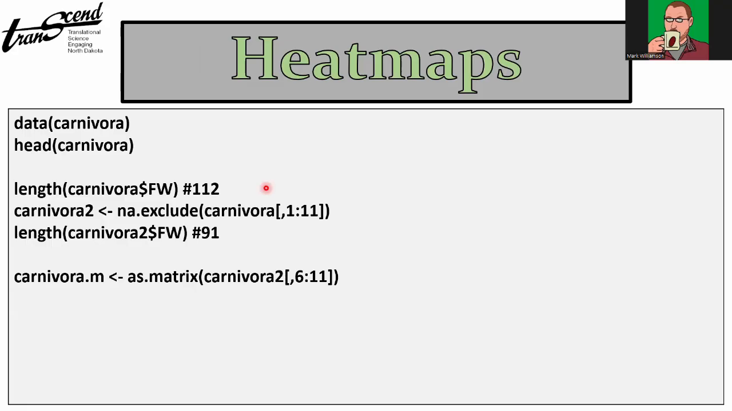So we can turn to a new data set and actually use a different way to make a heat map. So I'm going to use the carnivore data set. You can look at it with the head. Essentially, it's different carnivore species and characteristics. I'm only using a certain subset because there's a lot of missing data. So I excluded missing data and went from 112 to 91 samples and created a matrix, taking out the identity of like superfamily, etc.